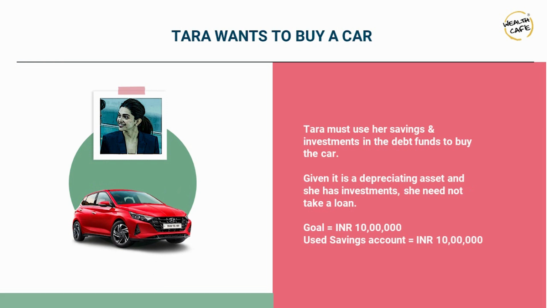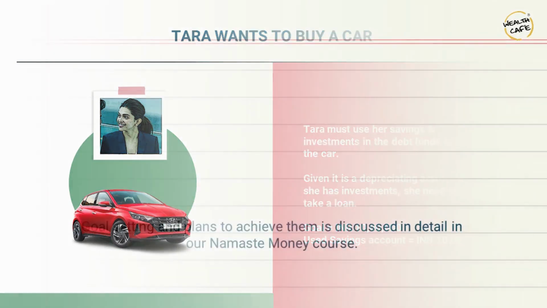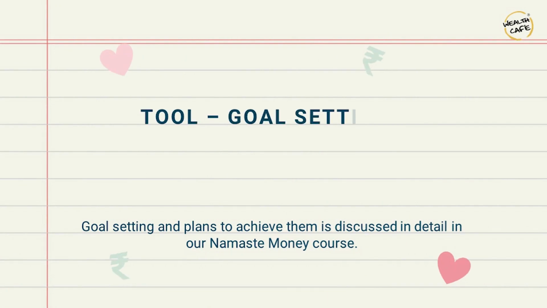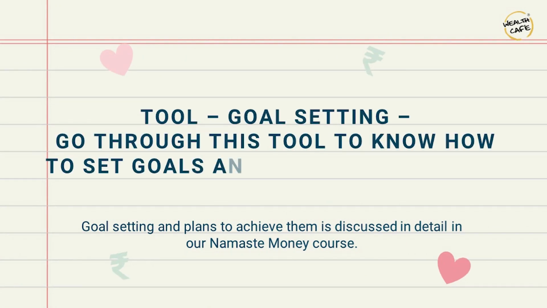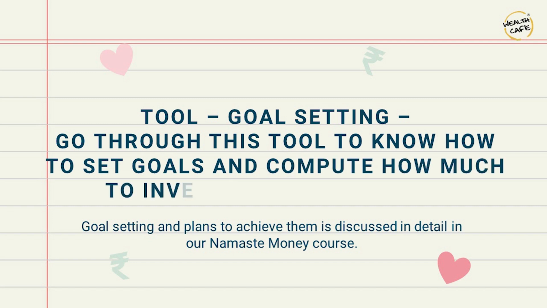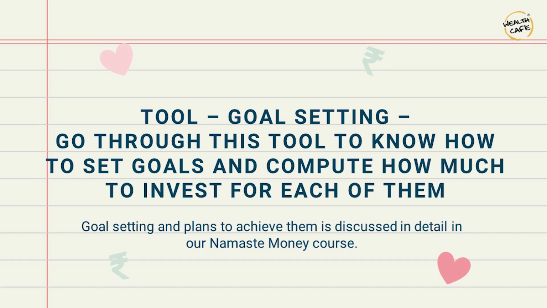Given that there aren't any tax benefits associated with buying a car on a loan, and it is a depreciating asset, it would make sense for her to use her money which is lying in the savings account and fund her goal of buying the car. You can take a pause and use the goal setting tool which has been attached in this section, which will help you set your goals and also identify the amount of money that you need to allocate to achieve these goals depending on whether they are short-term or long-term goals.